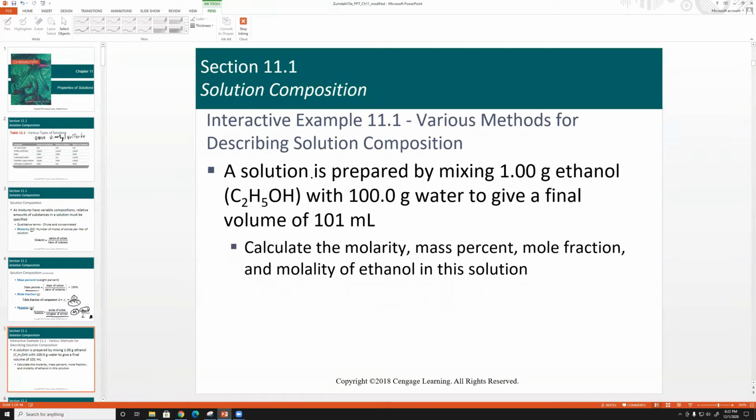All right, let's get started. So the first one's molarity. So for ethanol, I'm going to need you guys' help here. What is the molar mass of ethanol? Good, 46. Awesome. So we have 1 gram of ethanol, so it's 1 divided by 46. That would give us the moles of ethanol. So what was that?